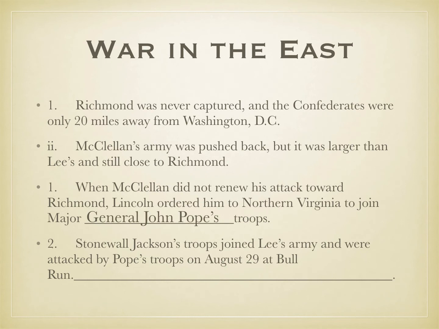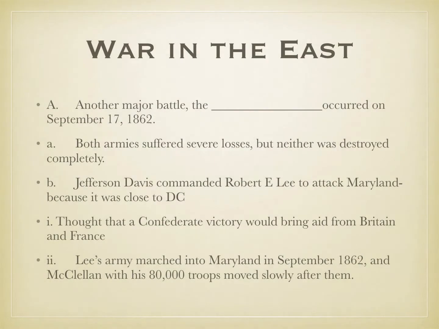At this time, though, Stonewall Jackson's troops meet up with Lee's army, and they are attacked by Pope's troops on August 29th at Bull Run. This is the second Battle of Bull Run. And again, it's won by the Confederacy. That means they won the first Battle of Bull Run and the second Battle of Bull Run. So those are two big Confederate wins under Robert E. Lee. At this point, Lee's on a roll, and he's going to try and keep going.